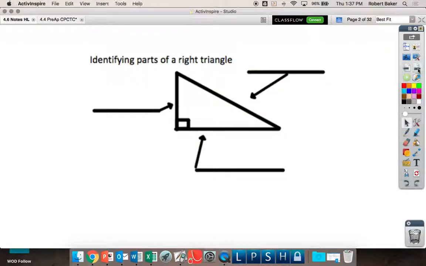And before we can do anything with that, we have to discuss what you call different parts of a right triangle. The hypotenuse. Have you ever heard the word hypotenuse before? Which one's the hypotenuse? The left one, the bottom one, or the right one? The right one. This guy right here is the hypotenuse. The other things are called legs. They're both called legs.